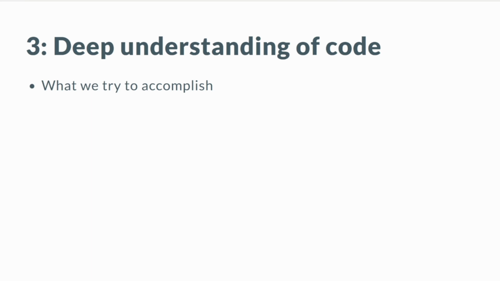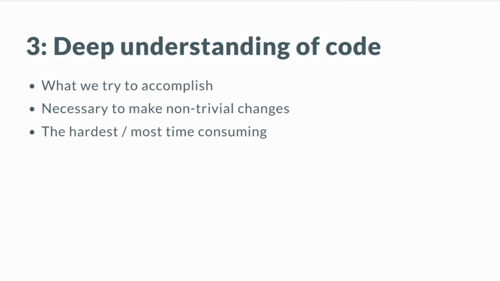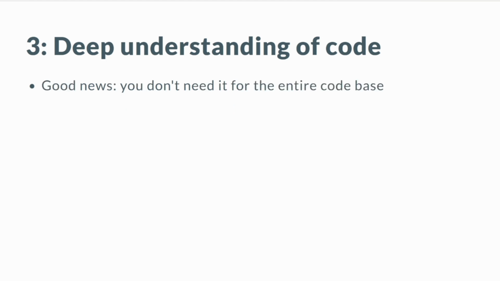Without it, you can still fix a spelling mistake in an error message or something, but it is necessary to make non-trivial changes. But it's also the hardest and most time-consuming compared to the other 3 points I discussed so far. The good news is, you don't need it for the entire codebase. While I do think it's important to have a holistic, high-level view of the entire compiler, you only need a deep understanding of the parts in which you're interested.